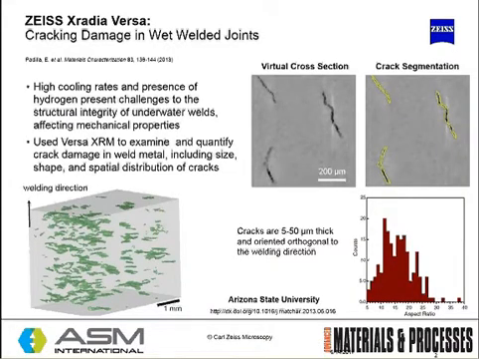Final example on the X-ray Versa. So this is cracking damage in wet welded joints. So this is particularly useful in an undersea environment. So hydrogen is relatively available in underwater wet welds due to dissociation of water at high temperatures. But that leads to low weld toughness and thermal contraction during the cooling, which nucleates cracks.